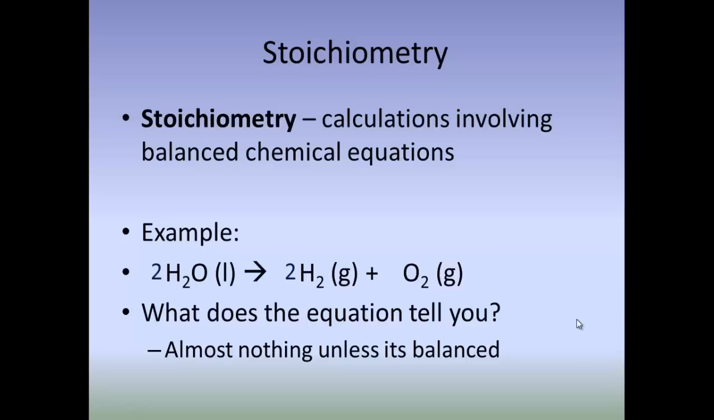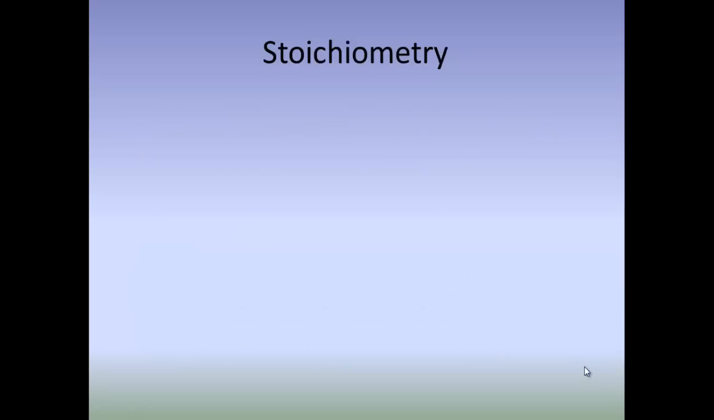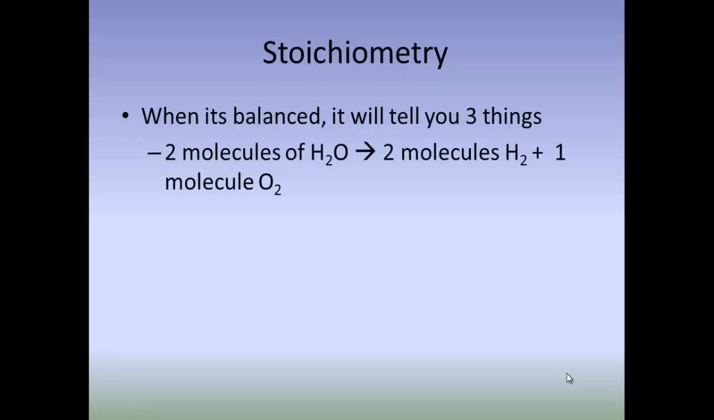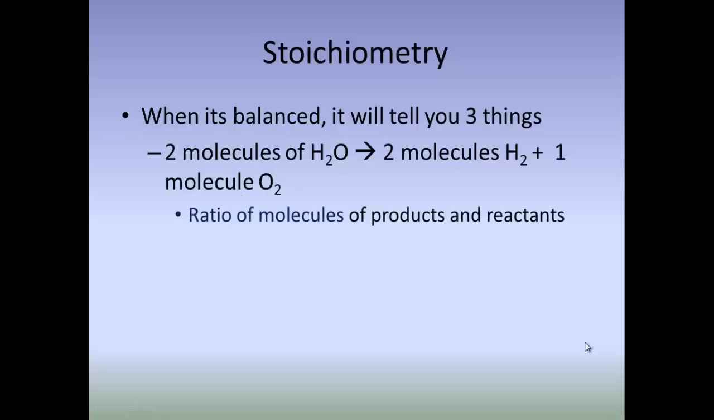Once we've taken care of that balancing though, we can use the reaction to get three pieces of information. Just like our ratio of s'mores ingredients, we needed 2 graham crackers for every 3 squares of chocolate and for every 1 marshmallow. Equations, when they're balanced, are also ratios. You can use them to determine how many molecules of each thing you should have. 2 molecules of water will make 2 molecules of hydrogen and 1 molecule of oxygen. So that would be a ratio of molecules of products and reactants.